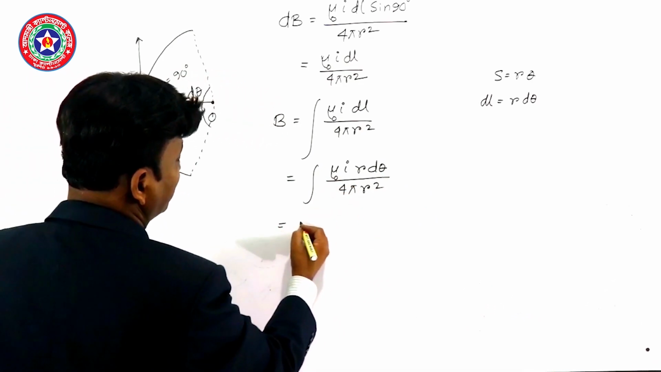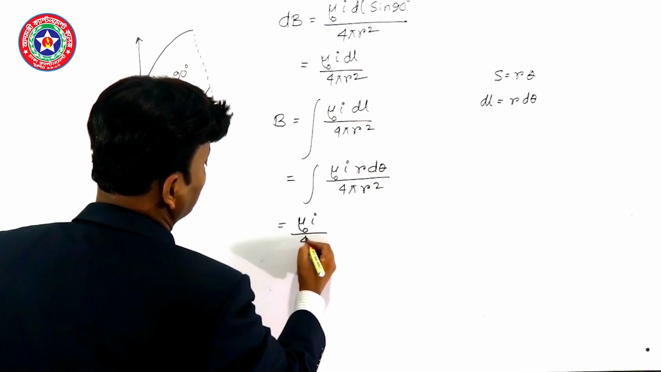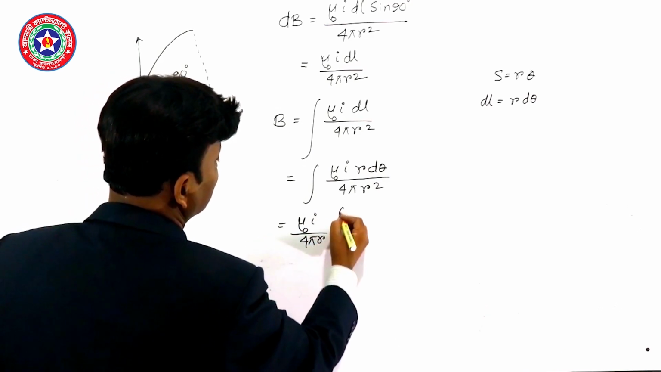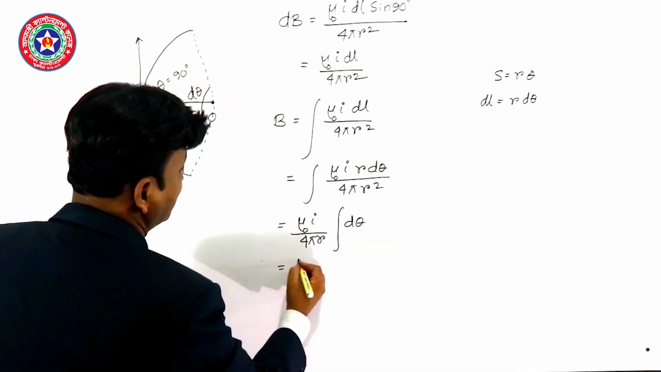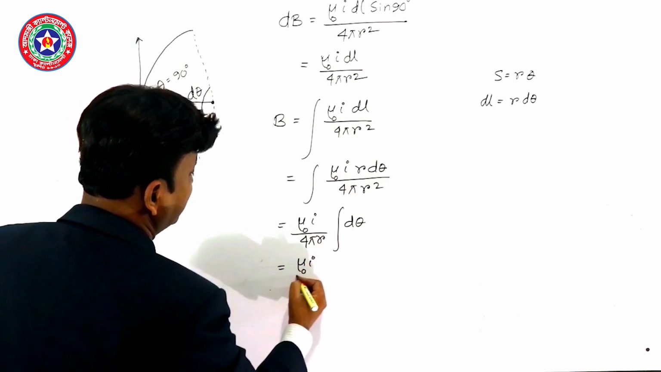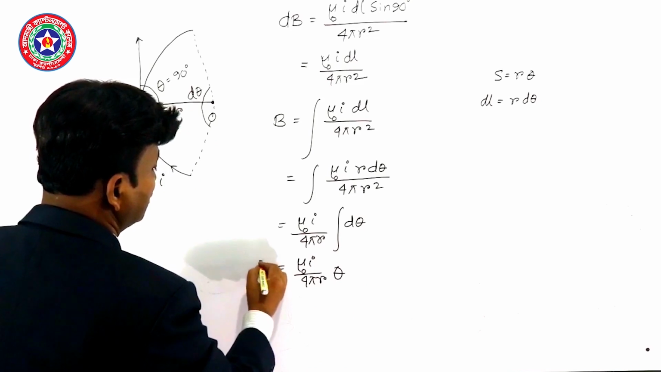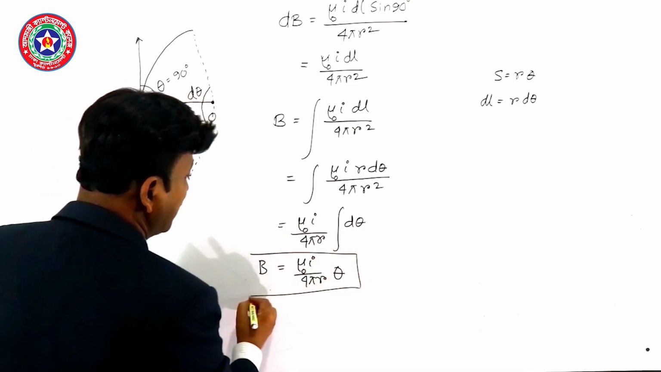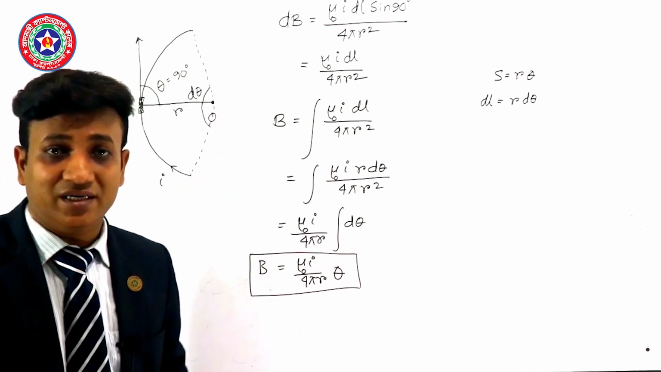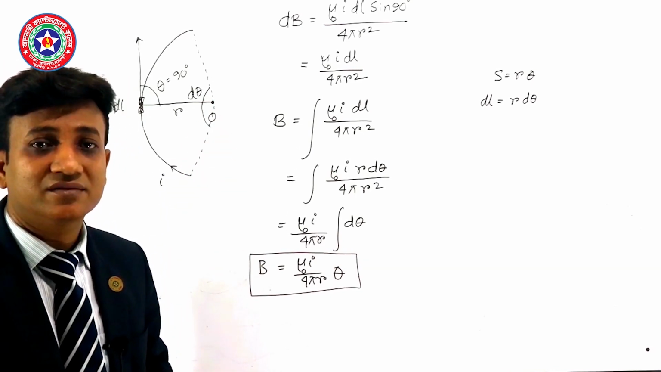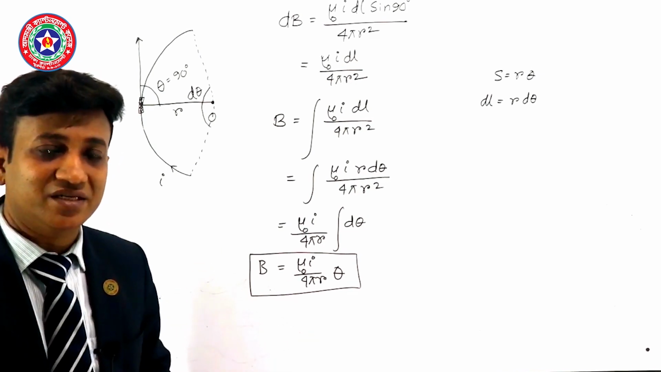Next we can write from it μ₀ I divided by 4π r times the integration of dθ. Next we can write B equals μ₀ I θ by 4π r. So this is the equation of magnetic field at the center of a circular arc. Hope you were able to understand it.